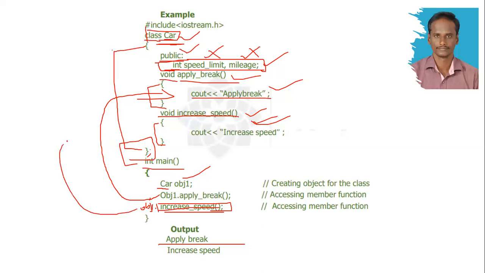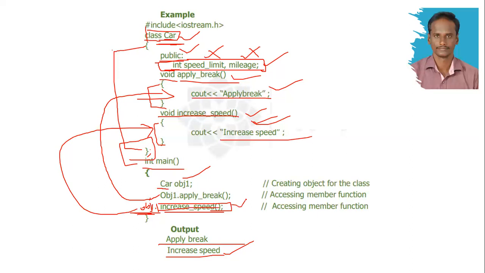Then only the control goes here, and it prints "increase speed". To make the difference, that's why I have left it out here. Don't think the word is missing. Only then can you realize what is missing and why it has been left out. Because if you miss this "object1.", we cannot access this increase speed.